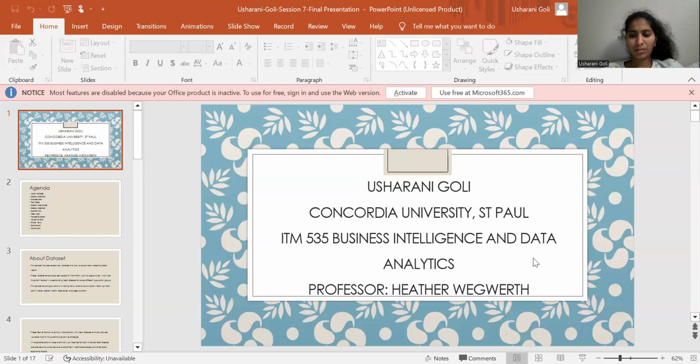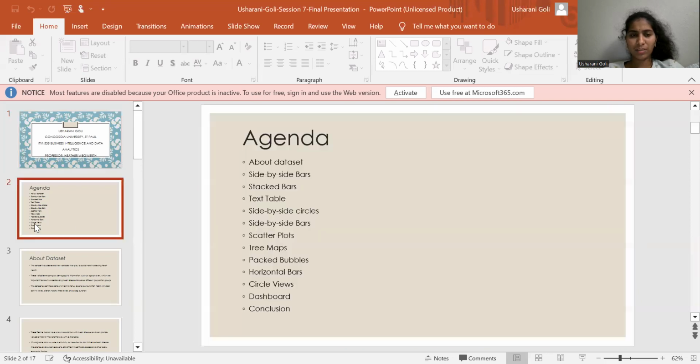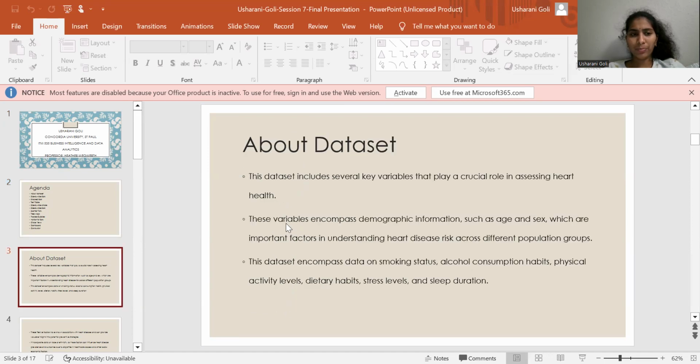Coming to the first slide, that is the agenda. The agenda includes all the slides' information: about the data set, side by side bars, stack bars, text tables, side by side circles, side by side bars, scatter plots, tree maps, pack bubbles, horizontal bars, circle views, dashboard, and conclusion. These are all the points included in my PPT.